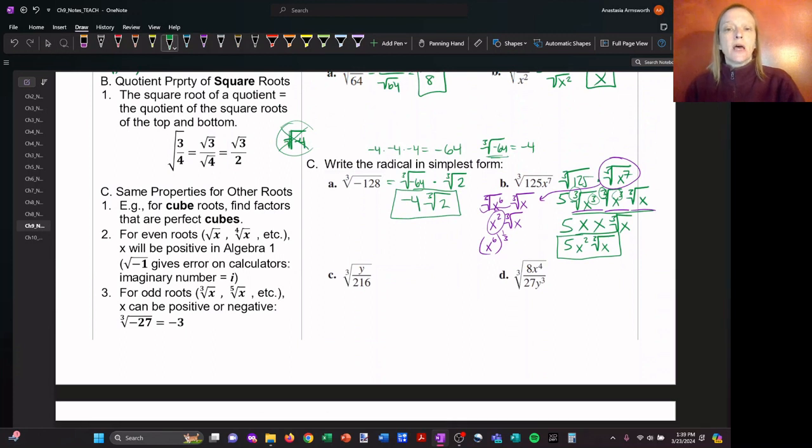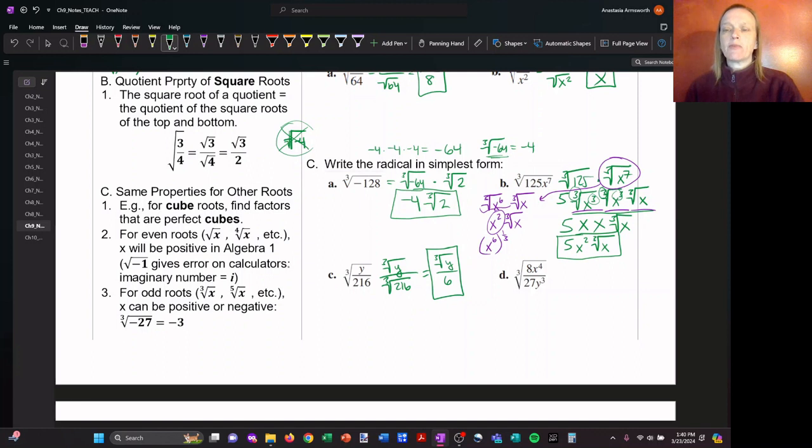Next two examples. Cubed root of a fraction. Once again, just like we handled the square roots, we can separate it into a cubed root up top and a cubed root down below. 216 is a perfect cube. When you take the cubed root, the answer is 6. And the cubed root of y cannot be simplified, so this is fully simplified. We don't have any radicals left in the denominator.